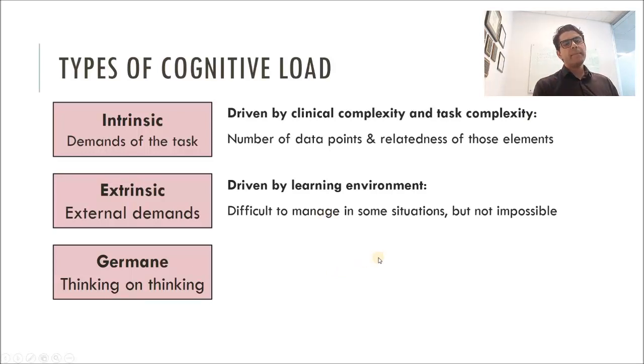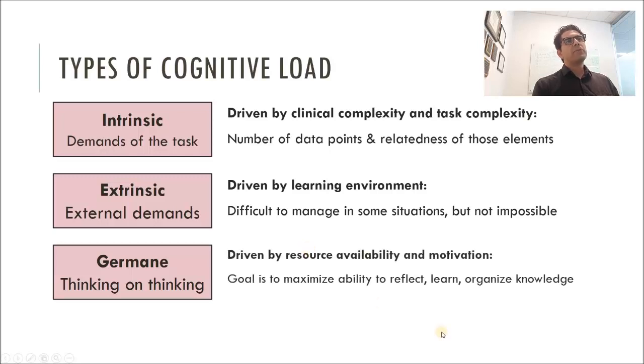Whatever that is, it might be difficult to manage that extrinsic load. The final load is, I guess, a little contentious when you talk to experts, but it's called germane load. This is thinking on thinking. And this is only really accessible if intrinsic load and extrinsic load are manageable. So germane load is driven by brain resource availability and also a little bit by motivation. If I don't want to think about how I'm going to think, I'm just not going to do it.